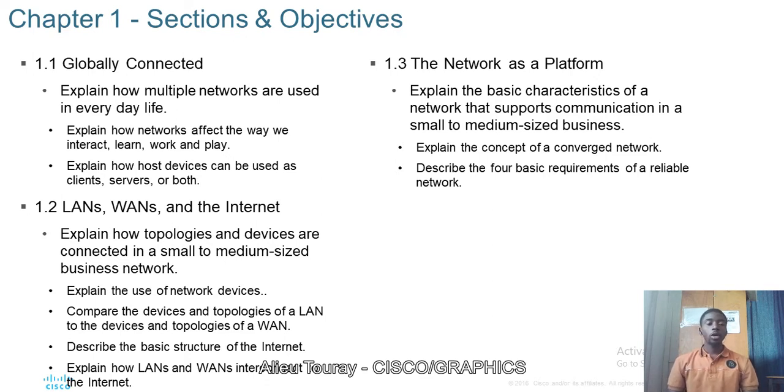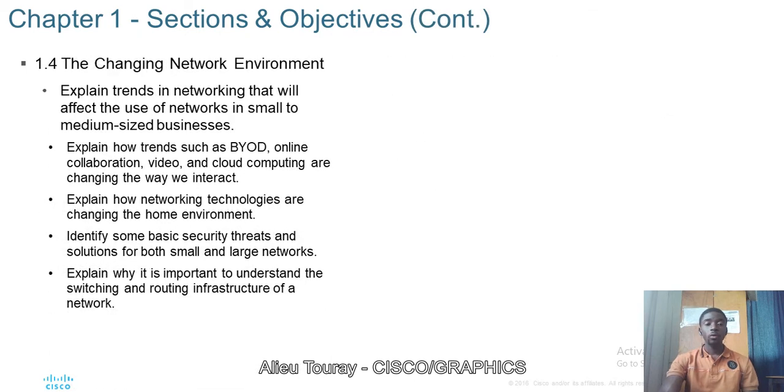So we are going to talk about LANs, WANs, and the internet, and the difference between LAN, WAN, and internet. From there, we'll talk about network as a platform. We'll explain the basic characteristics of a network that support communication, and different sizes of network: small, medium, or large. We'll explain the concept of a converged network. The last bit will be the change in network environment, looking at networks adapting to changing network situations, like the new things that are coming into the network.